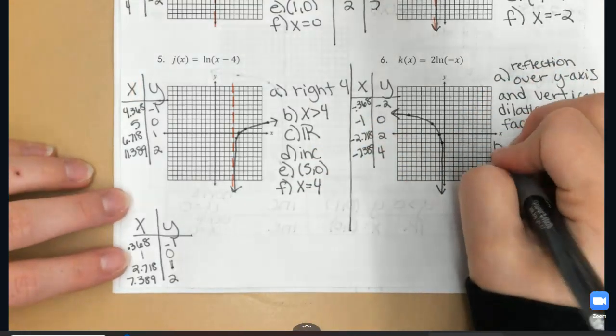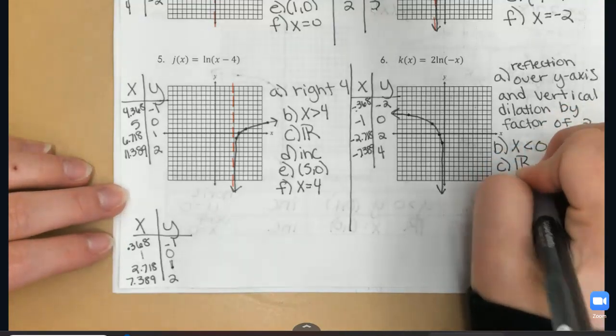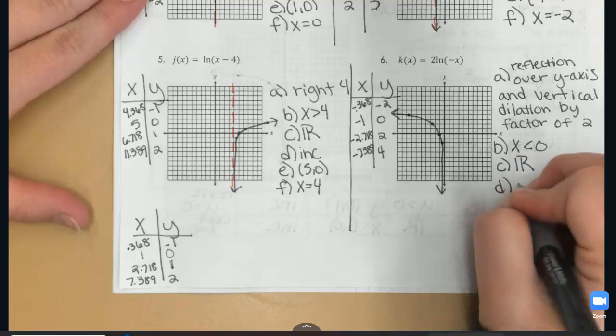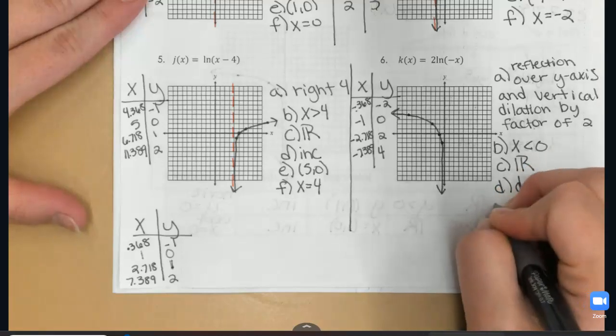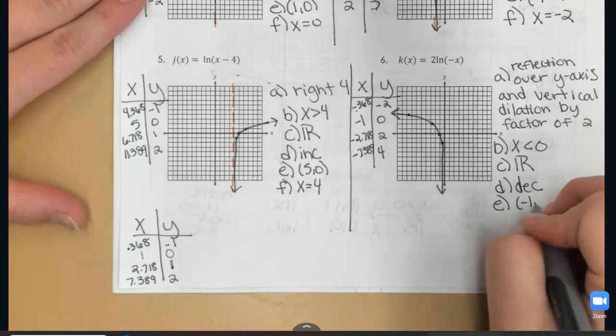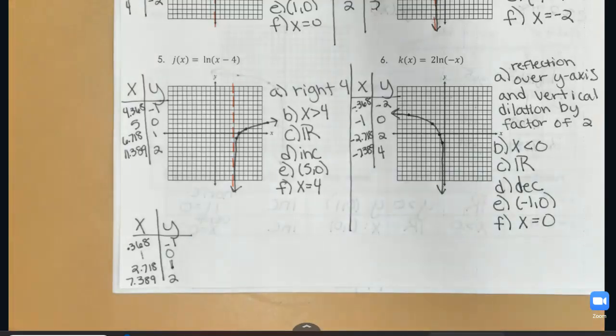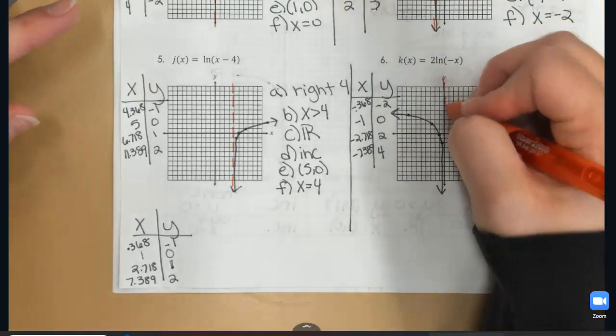And this graph now has a domain of all x values less than 0. Our range is still all real numbers. This graph is now decreasing. Our x-intercept is now at (-1, 0). And our vertical asymptote is still the y-axis, x equals 0.